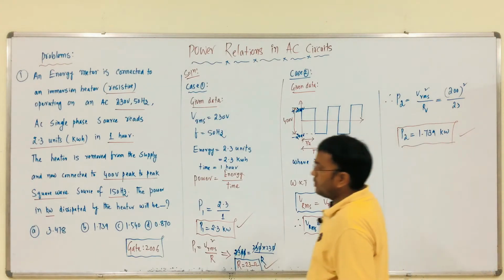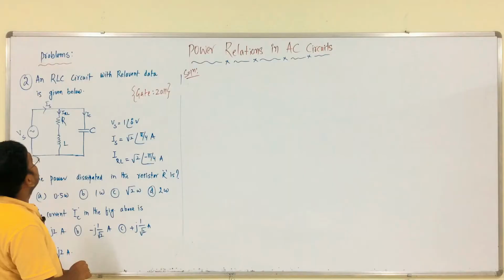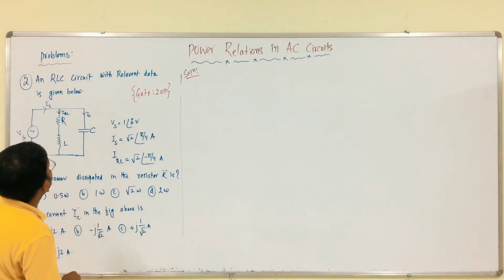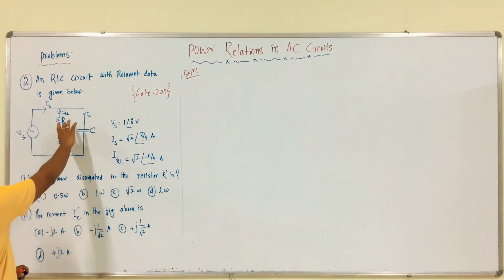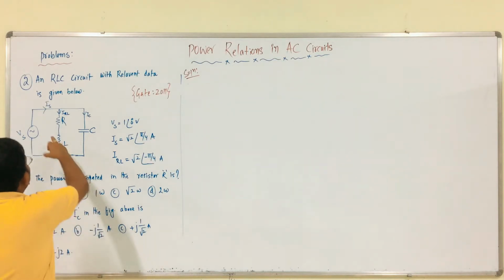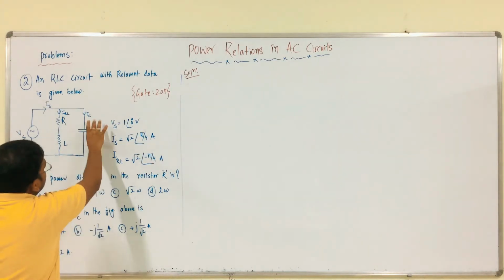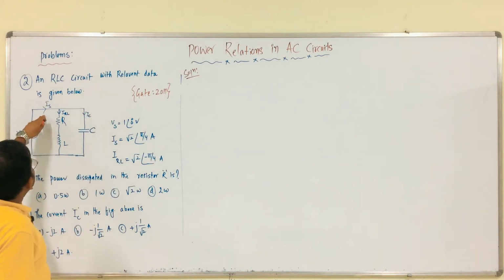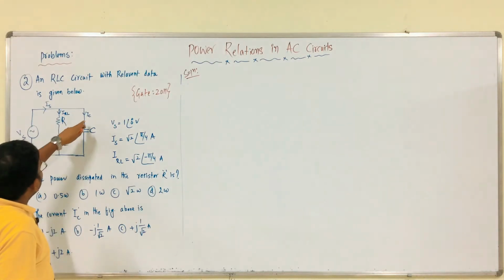That is it. Option B is correct. An RLC circuit with relevant data is given below. R and L are connected in series, and this whole combination is connected in parallel with C. IS is the source current, IRL flows through this branch, and IC through this branch.